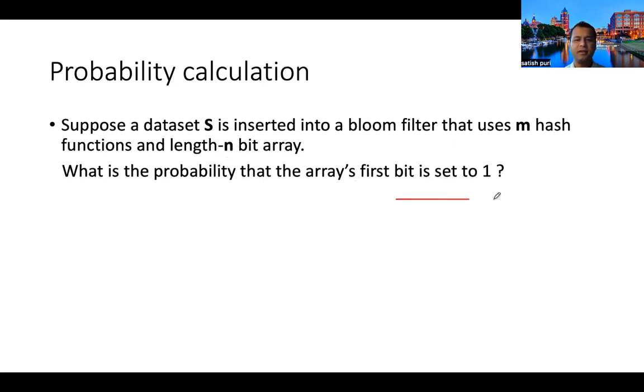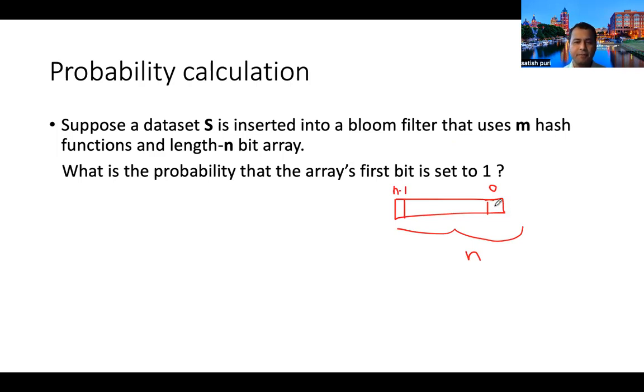Okay, so what is it saying? You have a bit array, and the size of the bit array is n. So there are n slots, 0 to n minus 1. So this is the 0, this is n minus 1. These many slots are there in the bit array, and you're using m hash functions. You are interested in the probability that the array's first bit is set to 1. So the idea is, any given bit. We can do the analysis for the first bit, but it will also be true for an arbitrary bit.